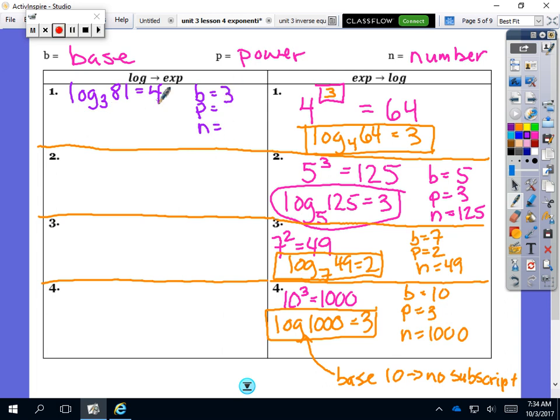So b is your base, 3. P is the power, which is this number on this side in a logarithm, because that's the answer to a logarithm, is the power. And n is the number that you're trying to raise your base to, so 81. So if I am writing this in exponential form, I would write b to the power p equals the number 81.